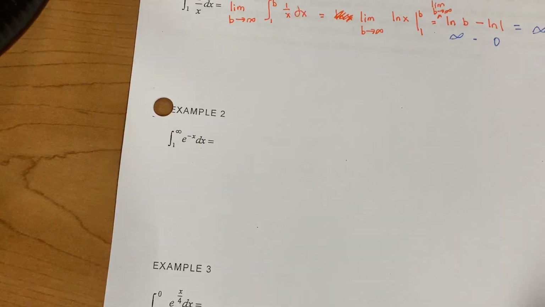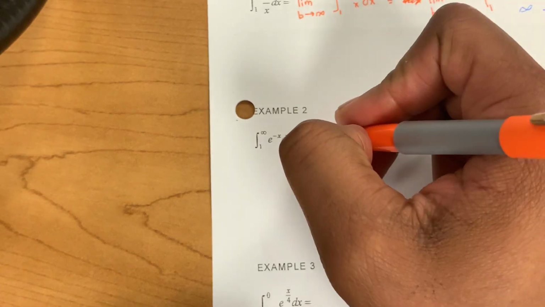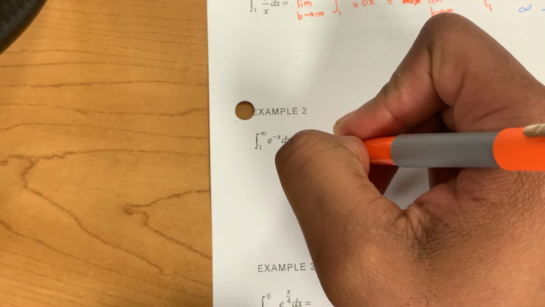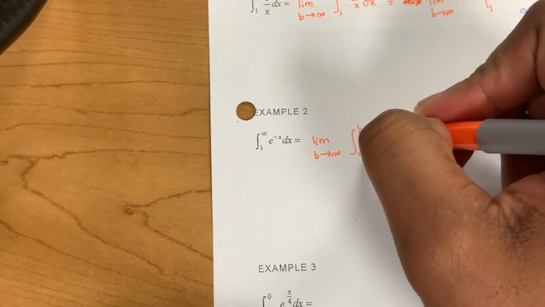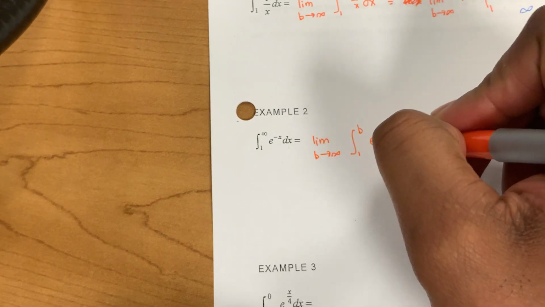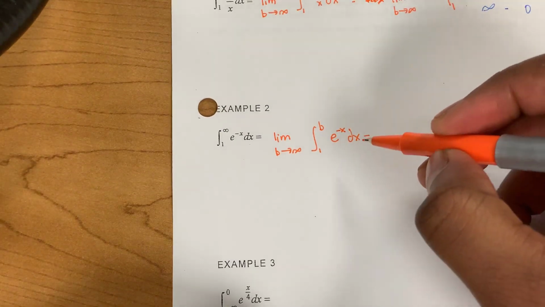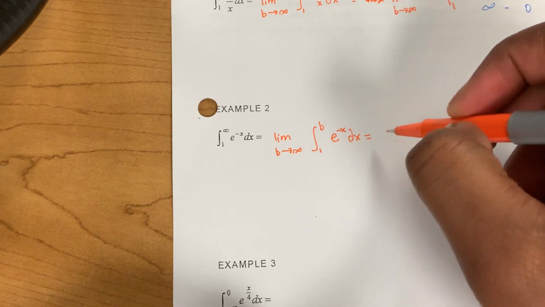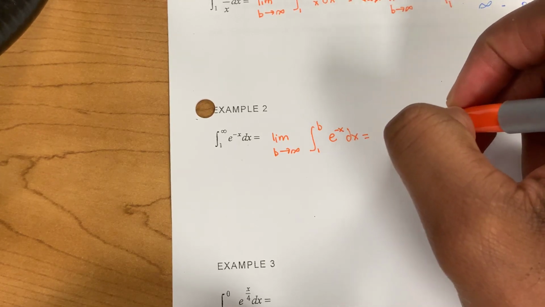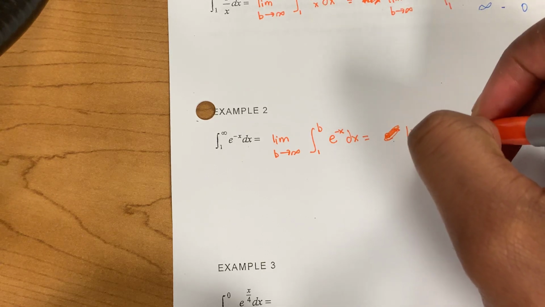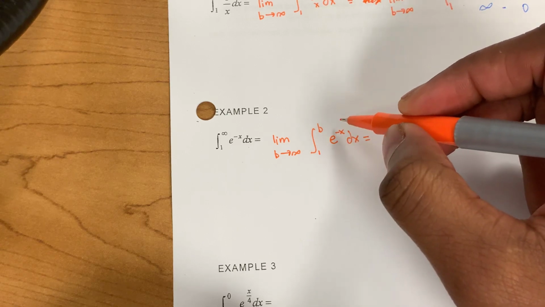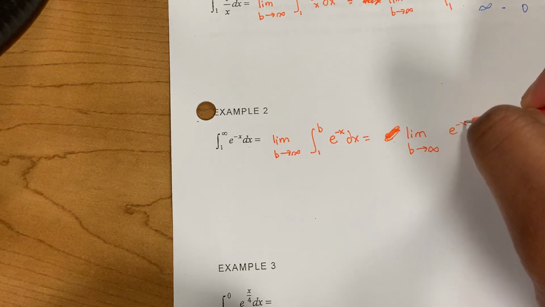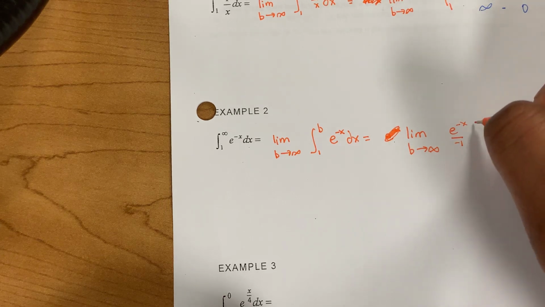Example 2 is a similar kind of question where the first thing we want to do is rewrite this as the limit as b approaches infinity of the integral from 1 to b of e to the negative x dx. And so we know when we integrate e to some number multiplied by x, it evaluates to be e to the same exponent divided by the number. So we're going to get e to the negative x divided by negative 1 evaluated from 1 to b.